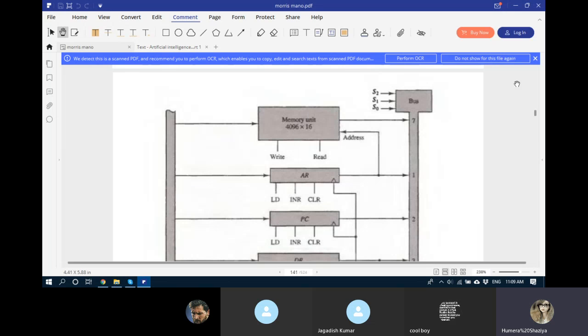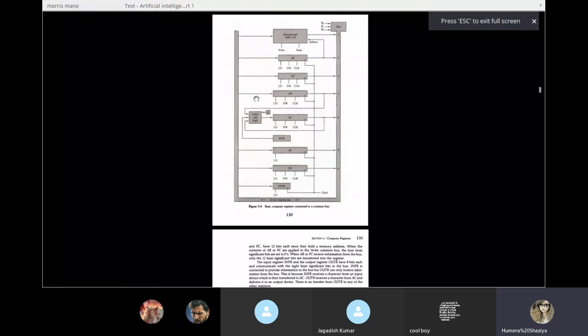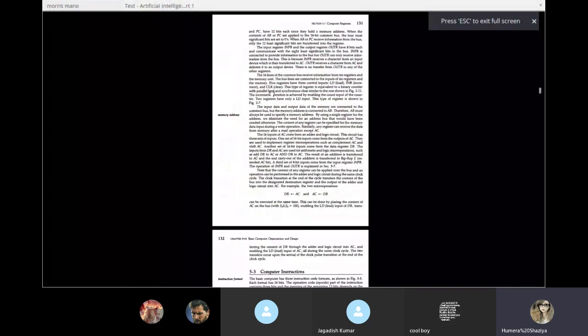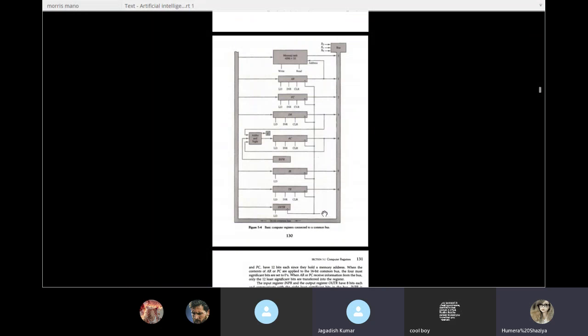Same thing here. What happens here? In this structure, the bus is connecting all the registers with the memory and the logic unit. Suppose AR wants to send something to memory. Because AR is directly connected here, it can send the address to memory. Now suppose PC wants to send something to DR.